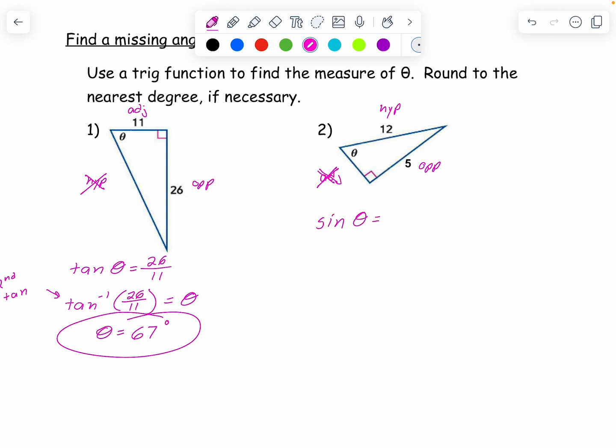So we have sine of theta, whatever theta may be, and that is going to equal the opposite, which is 5, over the hypotenuse, which is 12. Now, since we're asked to find theta, then in order to find theta, we are going to do inverse sine of that fraction, 5 over 12. So second sine 5 over 12, type that into your calculator.